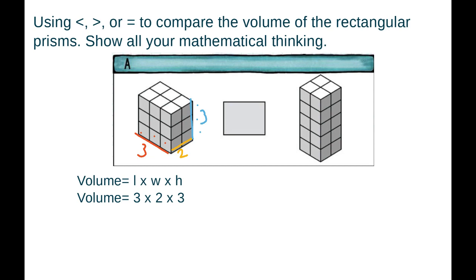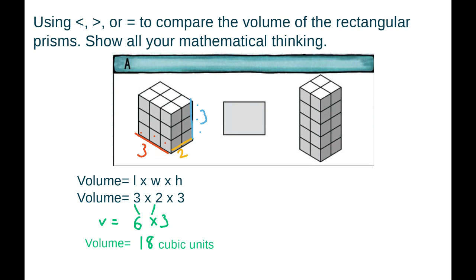Now let's go ahead and do the calculations. 3 times 2 is equal to 6, and then 6 times 3 is equal to 18. So my volume for the first prism is 18 cubic inches. Now that I have my volume for my first rectangular prism, which is 18 cubic units, I could go ahead and calculate the volume for my second prism. So let's go ahead and find the volume of the second prism.